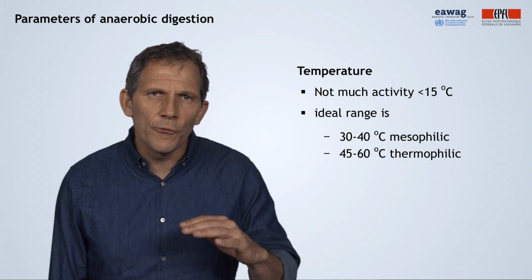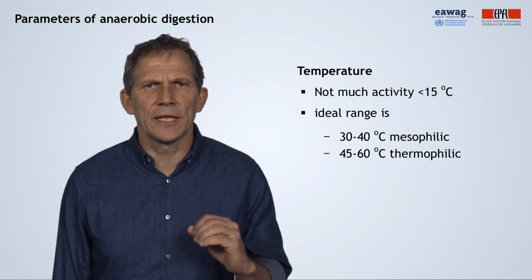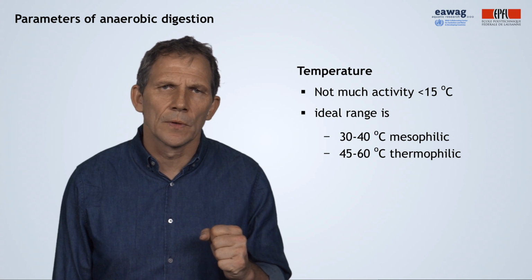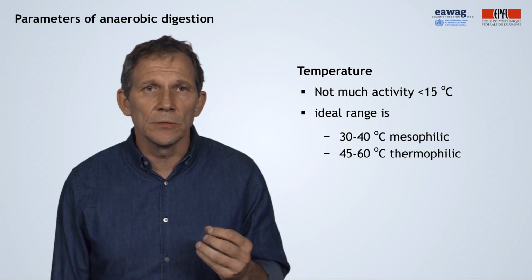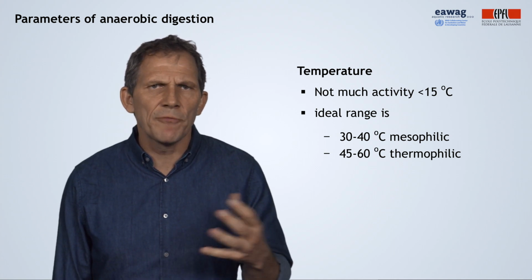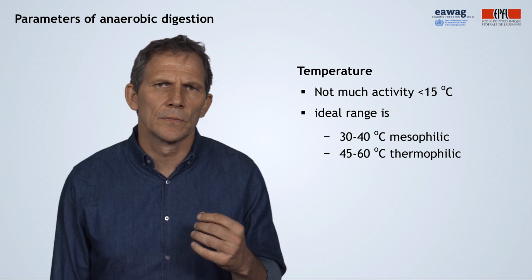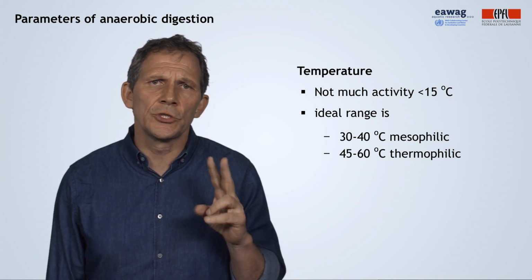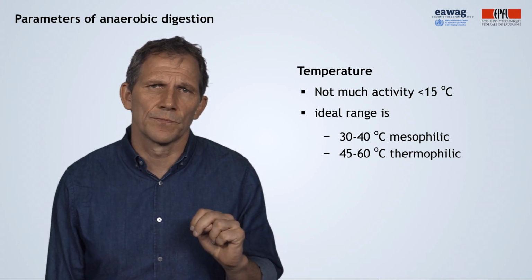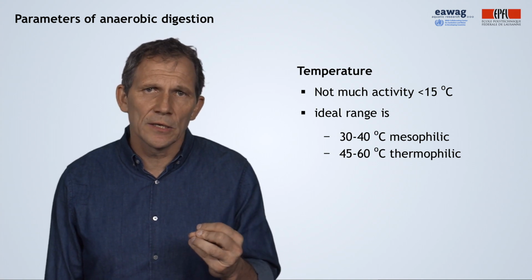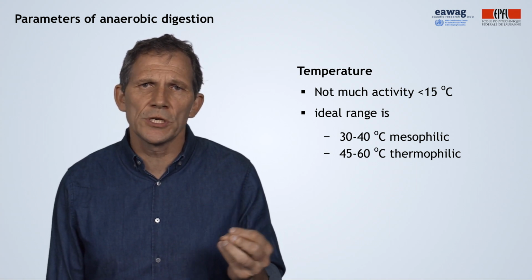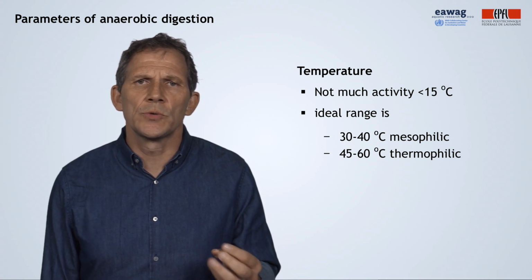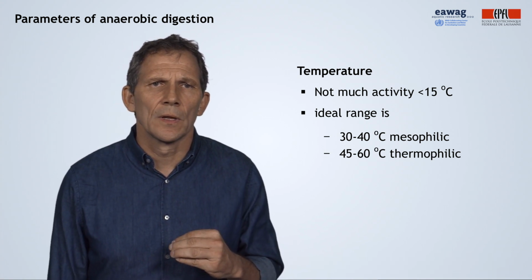Temperatures below 15 degrees Celsius are not ideal, as then the organisms really slow down their activity. Underground construction or insulation can buffer this variation of temperature. But the anaerobic process is most comfortable in 2 temperature zones: the mesophilic temperature zone between 30 and 40, and the thermophilic temperature zone between 45 and 60.